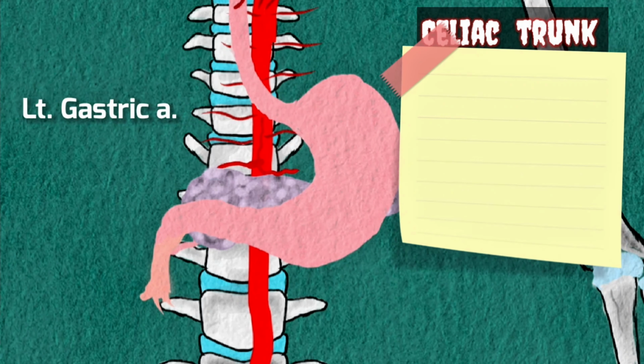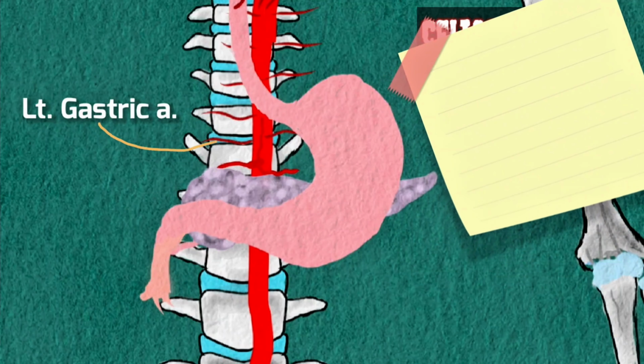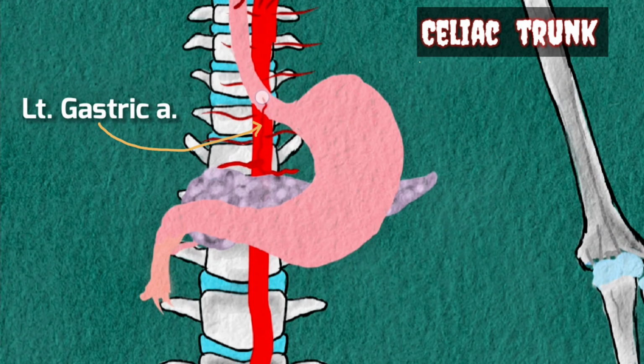Let's see the left gastric artery. The left gastric artery is the smallest of the 3 branches. It descends across the diaphragm, giving rise to the esophageal branches, before continuing anteriorly along the lesser curvature of the stomach. Here it anastomoses with the right gastric artery.